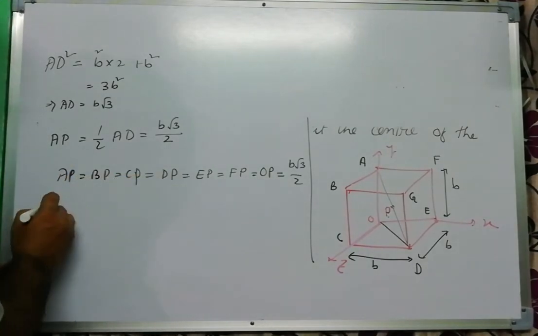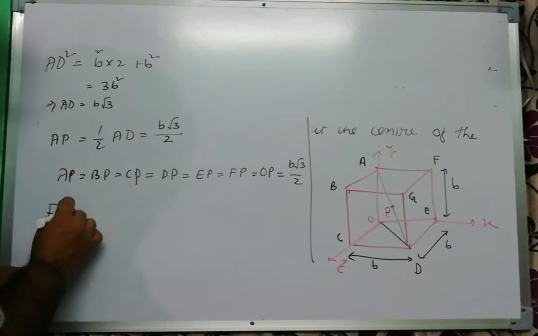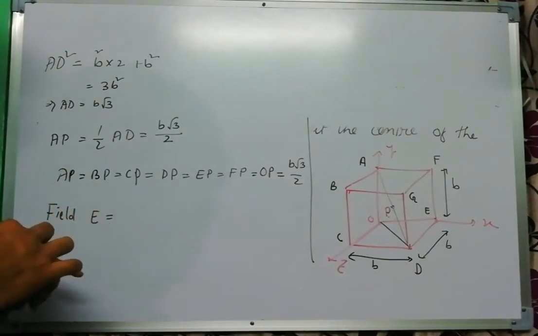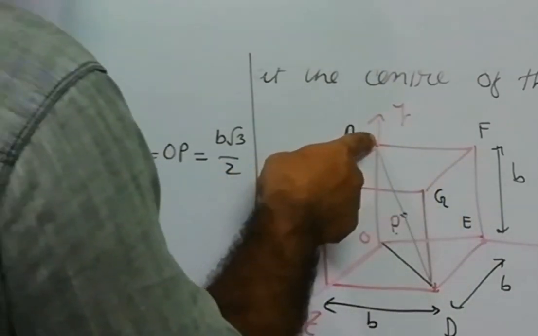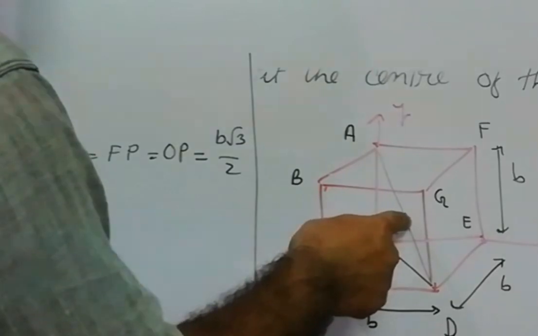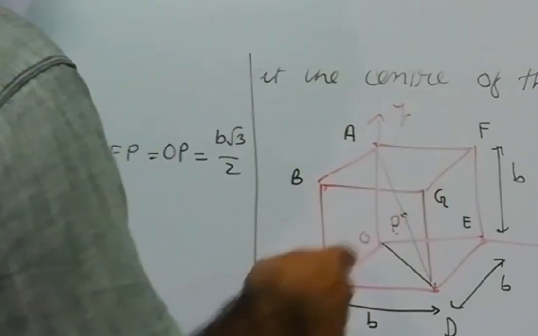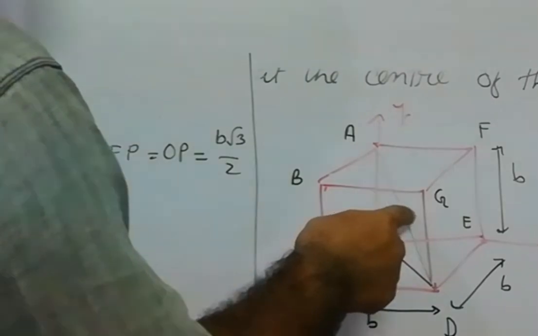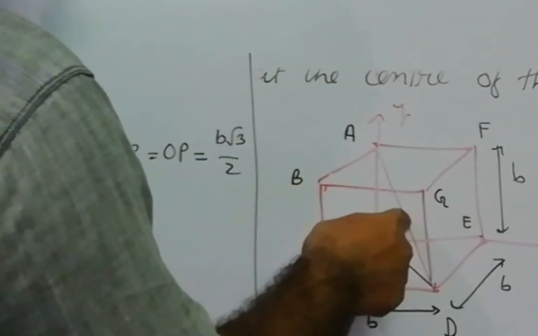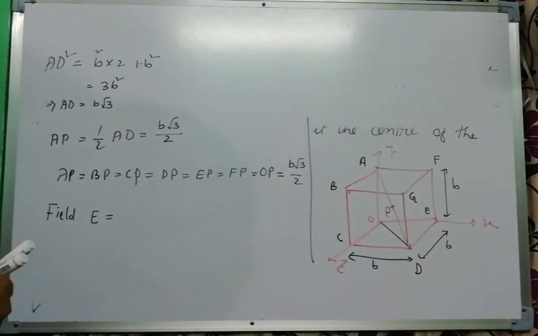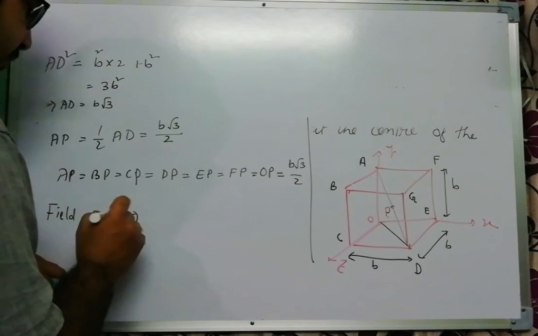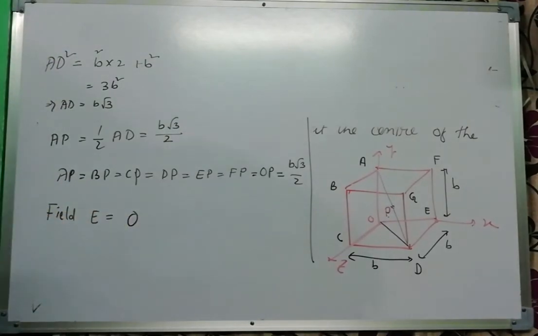Now the field. What is the field? So all the charges are the same at each and every vertex. This charge and this charge will cancel the field over here. This charge and this charge will cancel the field over here. This charge and this charge will cancel the field over here. And this charge and this charge will cancel the field here. So total field will be 0 at point P. Why? Because the fields of all the charges cancel each other.